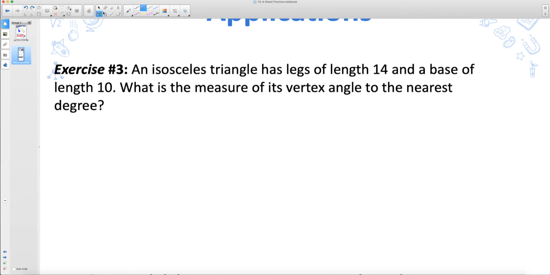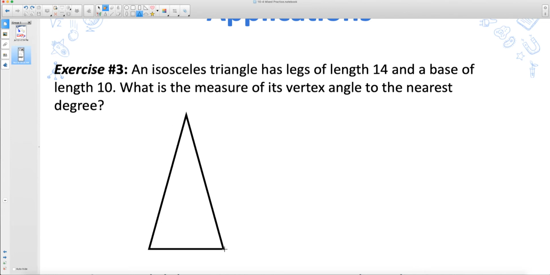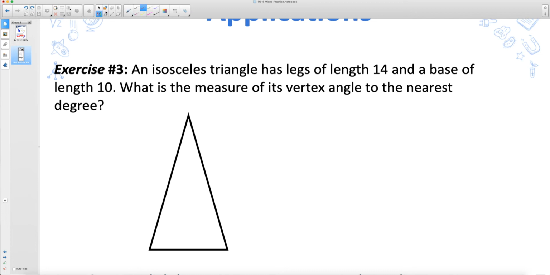Question 3, we have an isosceles triangle. Let's go ahead and draw that out. Draw our own isosceles triangle here. It has legs of length 14. Remember, the legs are the congruent sides. So we have legs of 14 and a base with a length of 10. What is the measure of its vertex angle to the nearest degree?